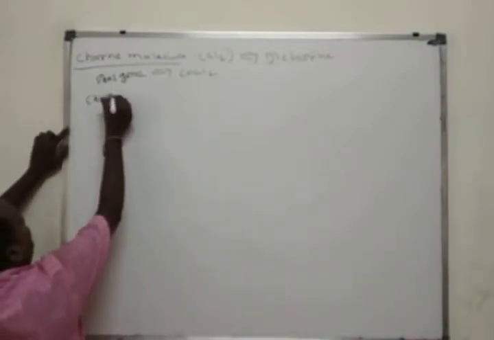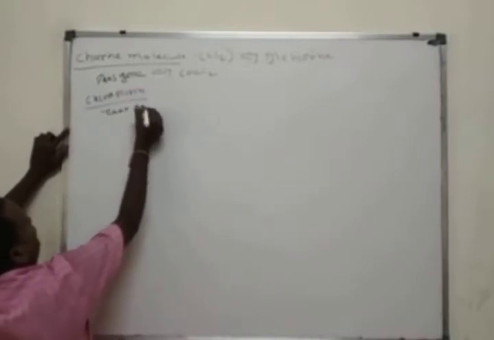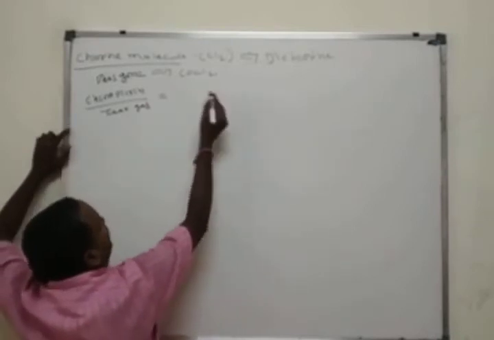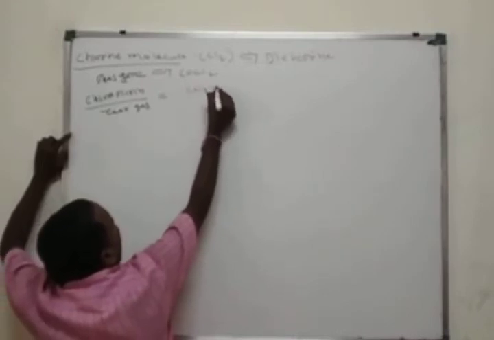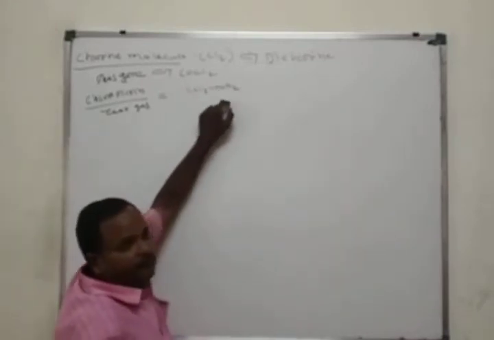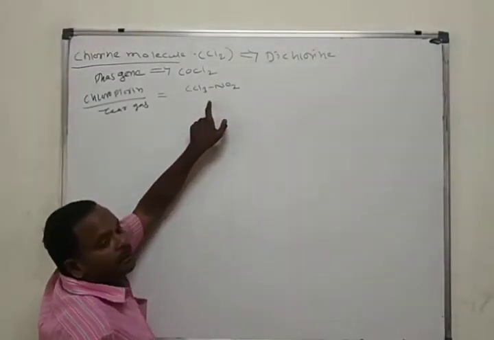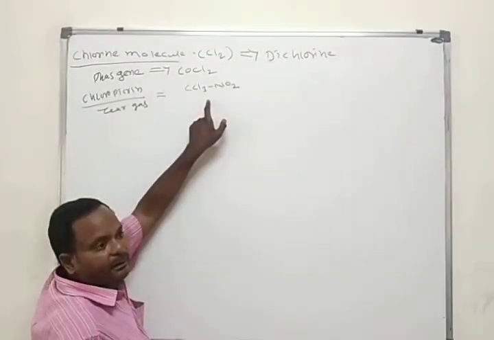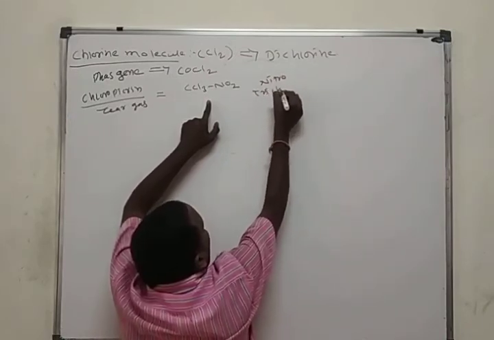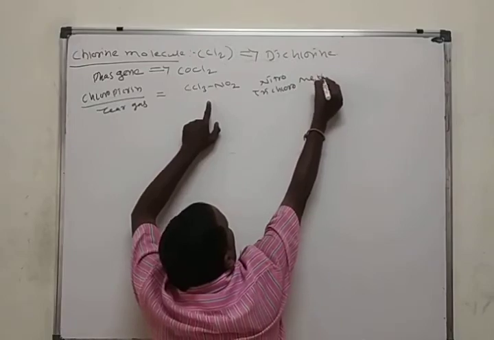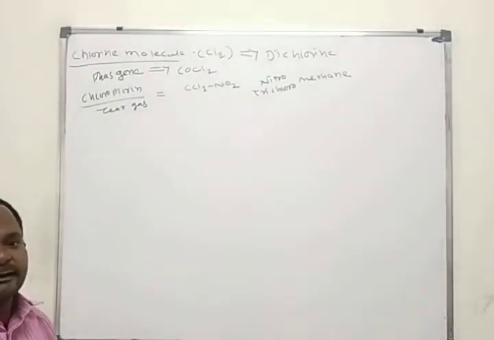Chloropicrin is a tear gas. Chloropicrin, CCl3NO2, is prepared from methane. This is one of the important ones, called tear gas. What is the IUPAC name of tear gas? Nitrotrichloromethane we call tear gas.